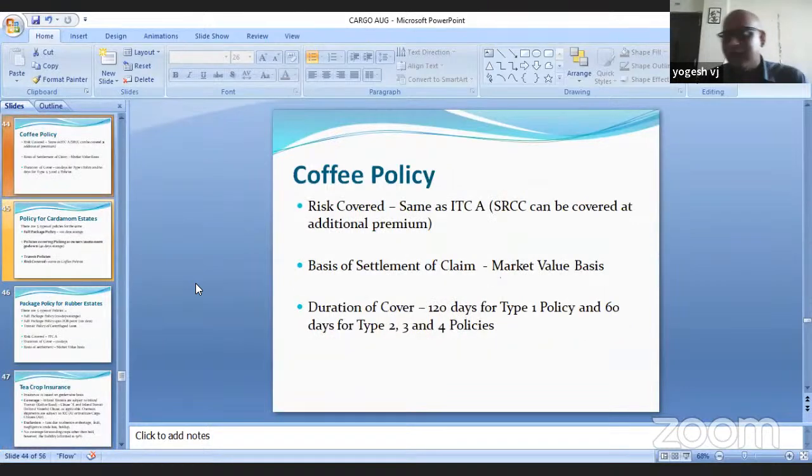Risk covered is same as ICC-A. SRCC can be covered at an additional premium. Basis of settlement is on market value basis. क्या पता, क्योंकि कॉफी का प्लांट मैंने आज लगाया और मेरे को कॉफी समझो मिला 8-9 महीने बाद. There has been a change in value of coffee across the world. तो वो market value basis पे होता है. Duration of cover is 120 days for type 1 policy, 60 days for type 2, 3 and 4 policies. Type 2, 3 and 4 is depending के कहाँ से कहाँ.